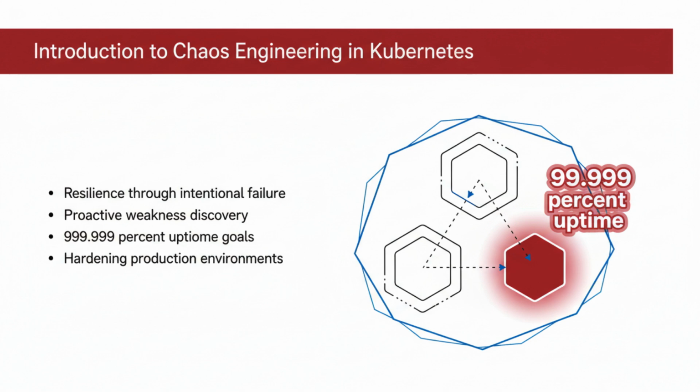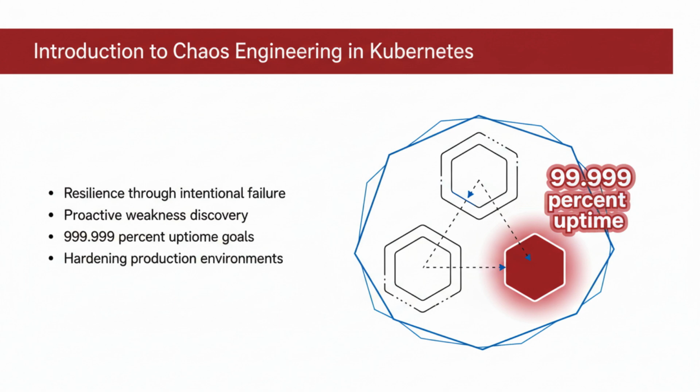Welcome to our deep dive into chaos engineering within the Kubernetes ecosystem. As senior architects, we know that distributed systems are inherently complex and prone to failure. Chaos engineering is not about causing destruction, but about uncovering systemic weaknesses before they manifest as outages. By proactively injecting controlled failures, we move from a reactive posture to a proactive state of resilience.